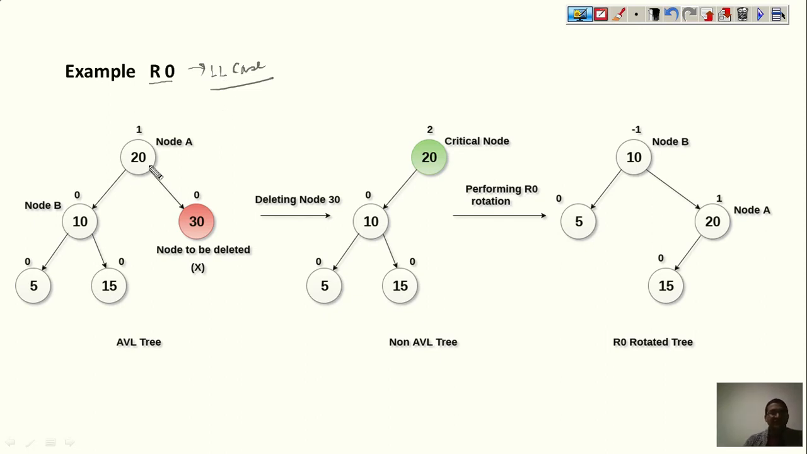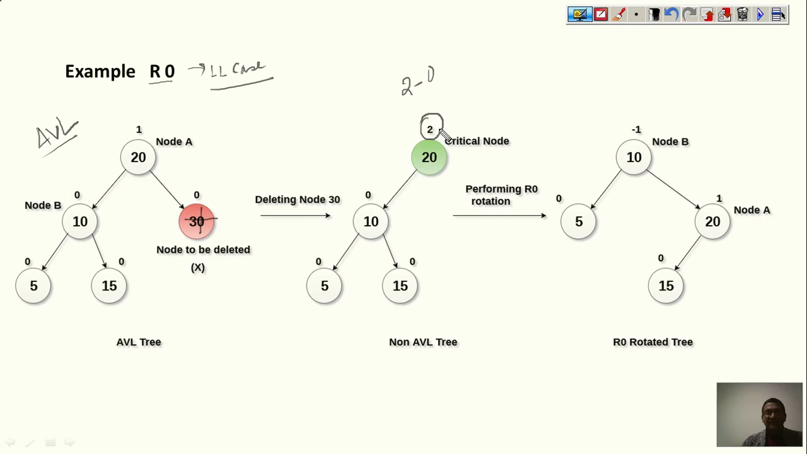Here you can see the tree given to us, and this is an AVL tree because the balancing factor is 1, 0 or minus 1, so every node is balanced here. But when we want to delete 30, which is just a leaf, as per the rule of binary search trees, a leaf can be deleted directly. But this deletion will impact the balancing factor. Here the balancing factor is 2, since there is no right subtree, so this becomes your critical node.